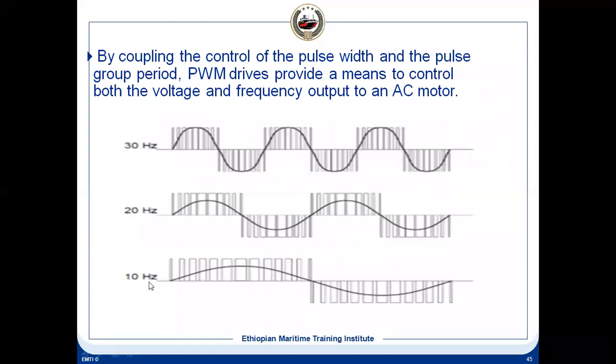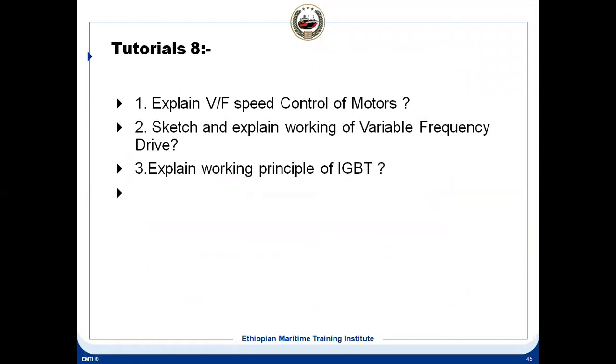So when you vary the frequency, what happens? You are not changing poles, you are changing frequency. So the speed is varied. This is the basic concept of how a VFD is working.